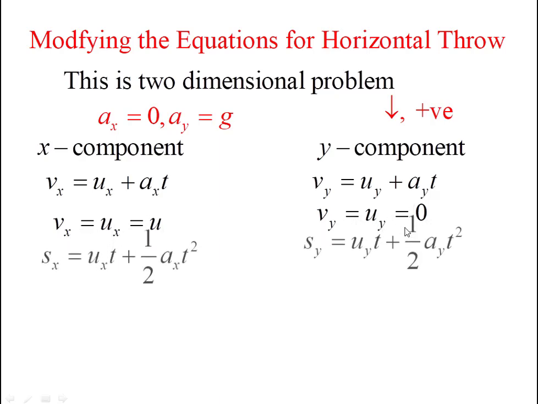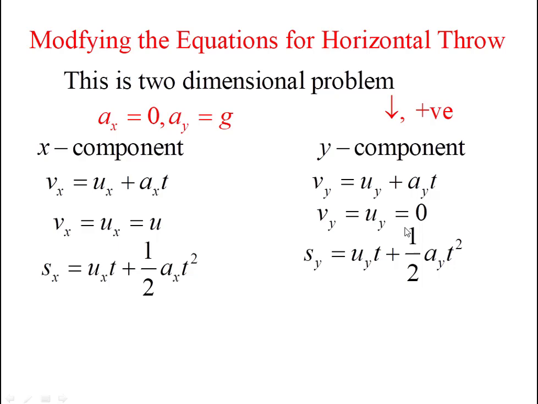And the same is true for displacement components. We write the same component-wise like this. Upon reduction, because ux is simply u and ax is 0, my x simply becomes ut. Because uy here is 0, and my ay is simply g, y becomes ½gt².